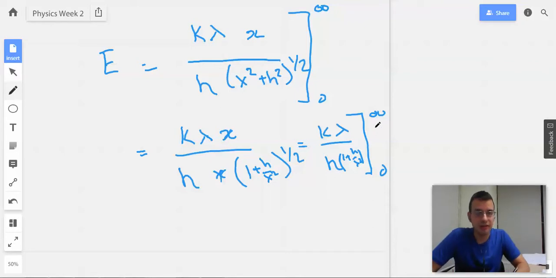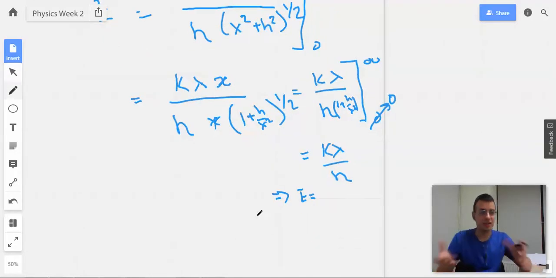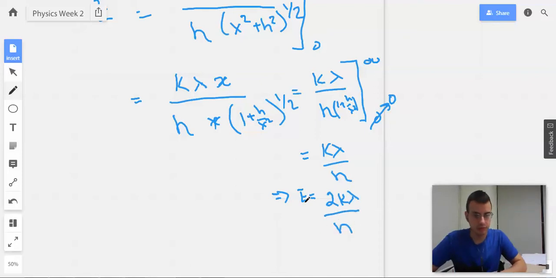So when we plug in 0, that becomes infinite. So the entire thing is 0 when we plug in infinity. When we plug in infinity here, we get 1 plus 0, so it should be k lambda over h. And then we have to take into account both sides. So the electric field for an infinite wire, infinite conductor, at distance h from the axis will be twice this, which will be 2k lambda over h.